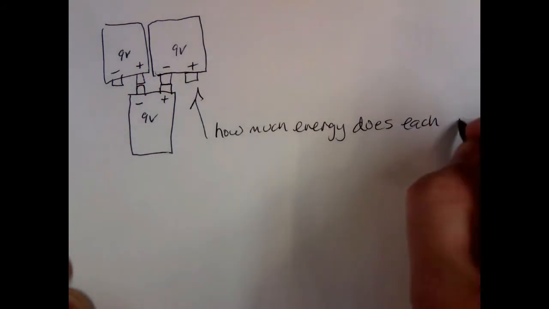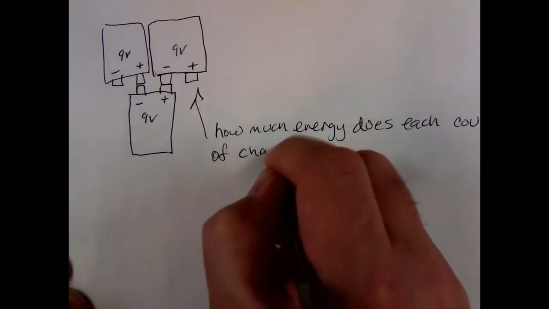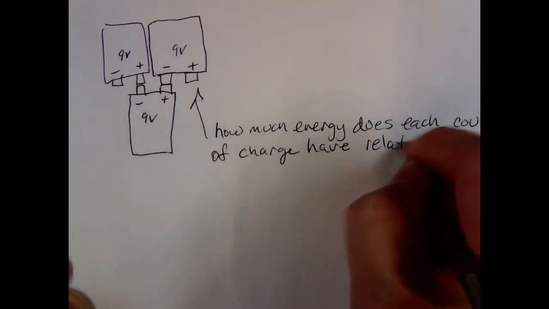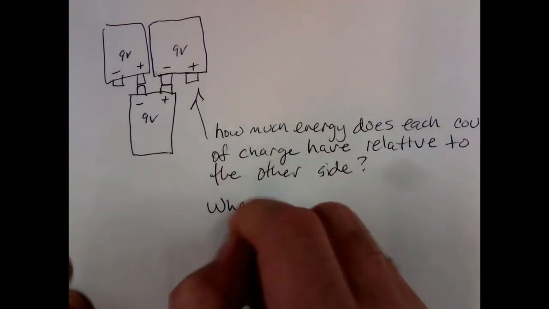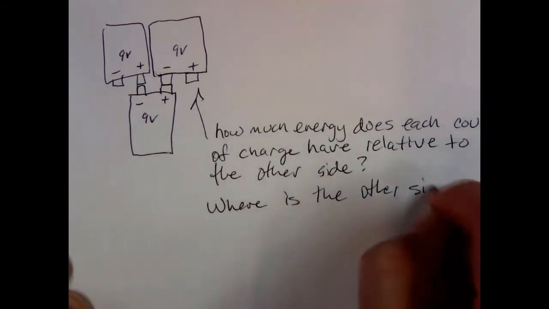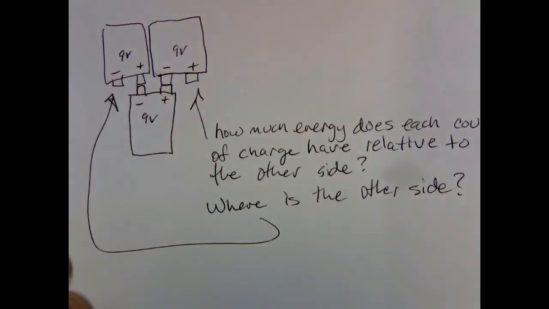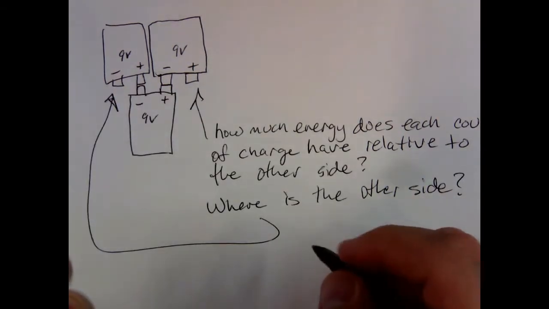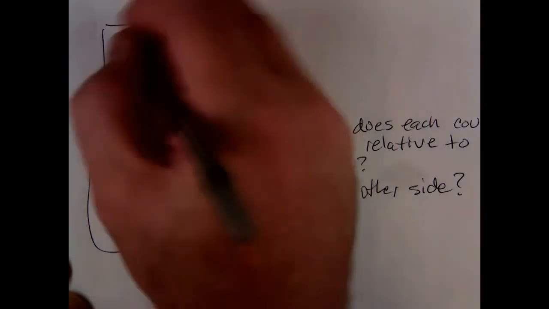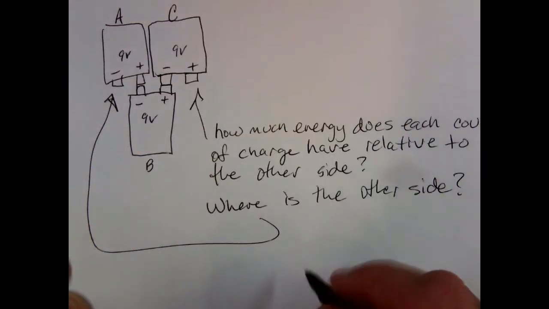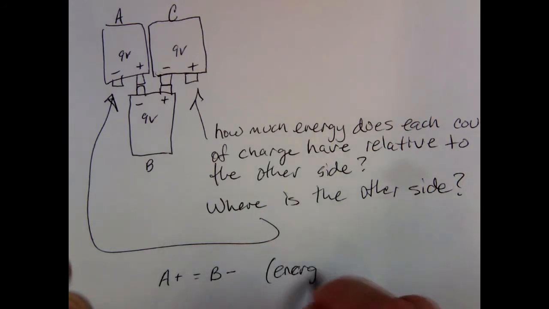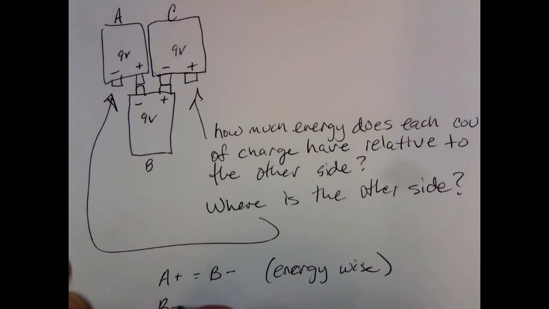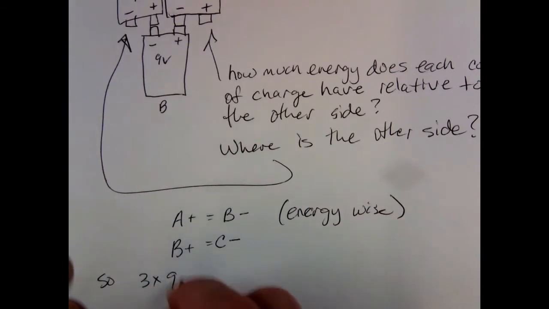then we actually get an addition of energy, because the energy is the same whenever 2 points are connected by a conductor. Okay, and so the question is, how much energy does each coulomb of charge have relative to the other side, the other side being the unconnected terminal? So A battery on the minus side is our reference, C battery with the plus is our positive, and note that the positive terminal of A and the negative terminal of B are connected together. They have the same energy.